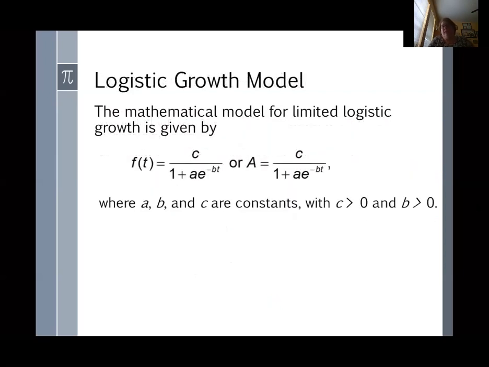All right, the logistic growth model. The mathematical model for limited logistic growth is given by f of t equals c divided by 1 plus a times e to the minus bt, or instead of writing f of t, we can write A, the amount we have after time t. A is c divided by 1 plus a times e to the minus bt. a, b, and c are all constants. c has to be greater than 0, as does b.